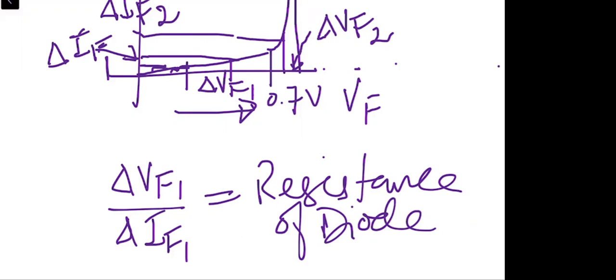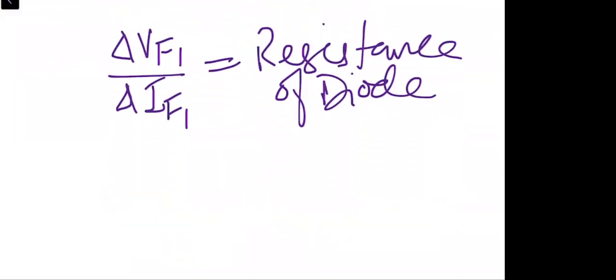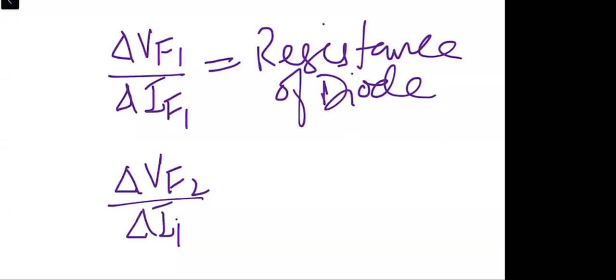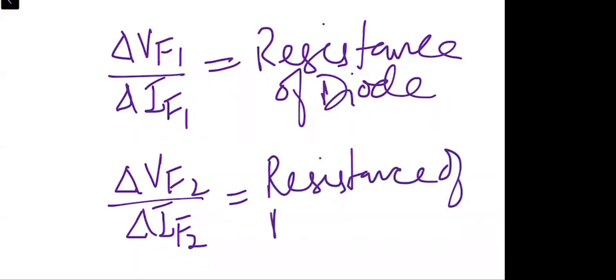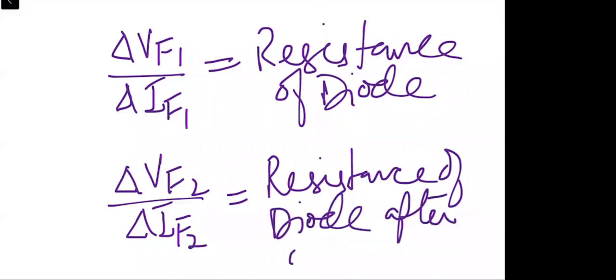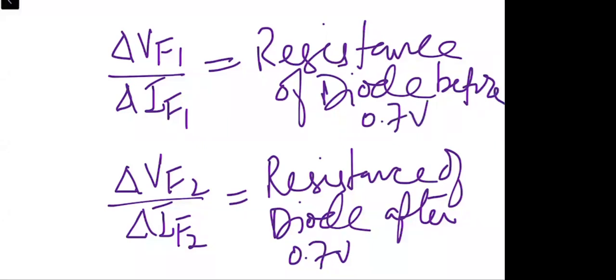If you see the other, which we say it is delta VF2 by delta IF2, this is the resistance of the diode after 0.7 volts. And this is before 0.7 volts. Are you with me? Yes, sir. Okay.